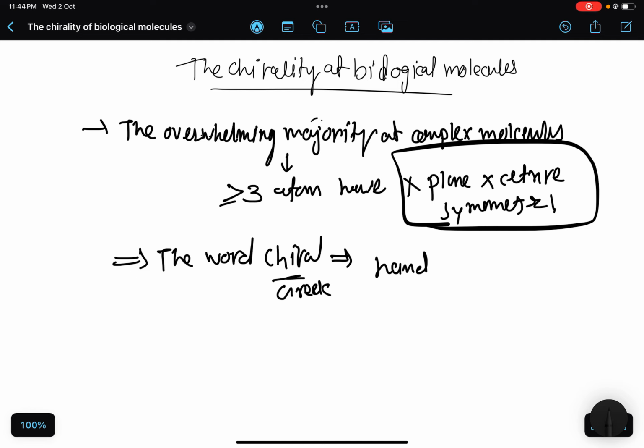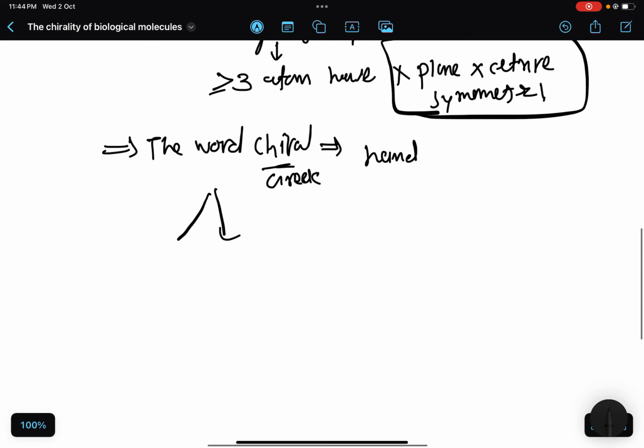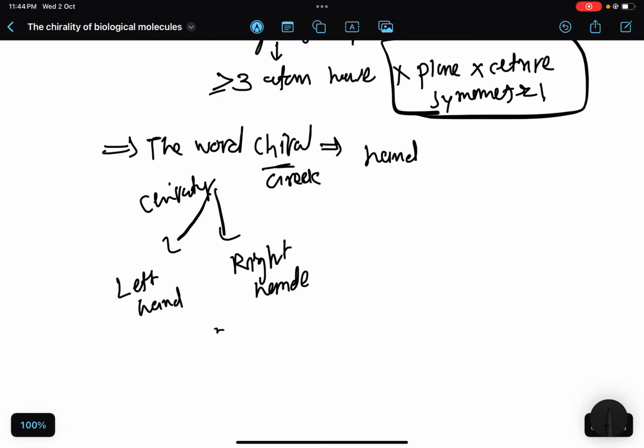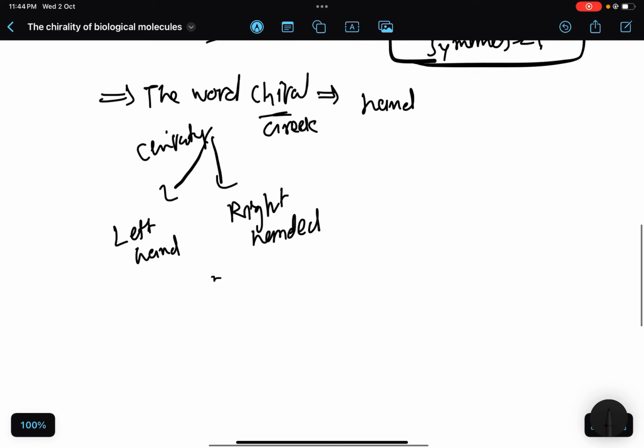Chiral substance exists in two forms. First is left-handed, and second is right-handed. These two configurations cannot be superimposed by rotation of the system as a whole in space. They are related to each other in the same way as the left hand is related to the right hand.